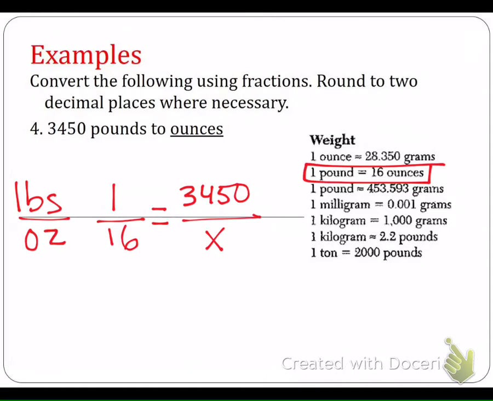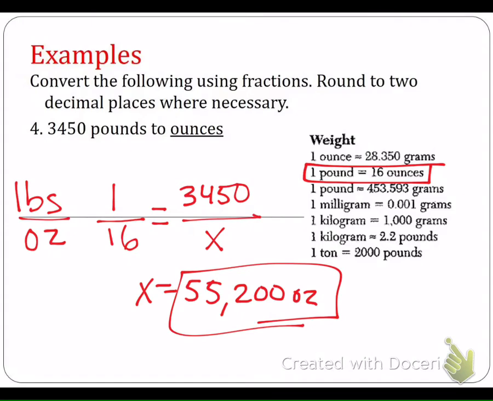All right, so 16 times 3,400. And what are we talking about? Ounces. Good.